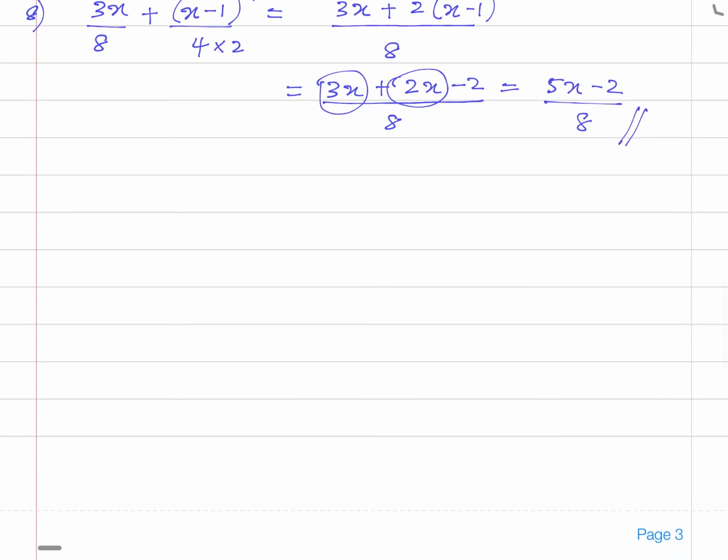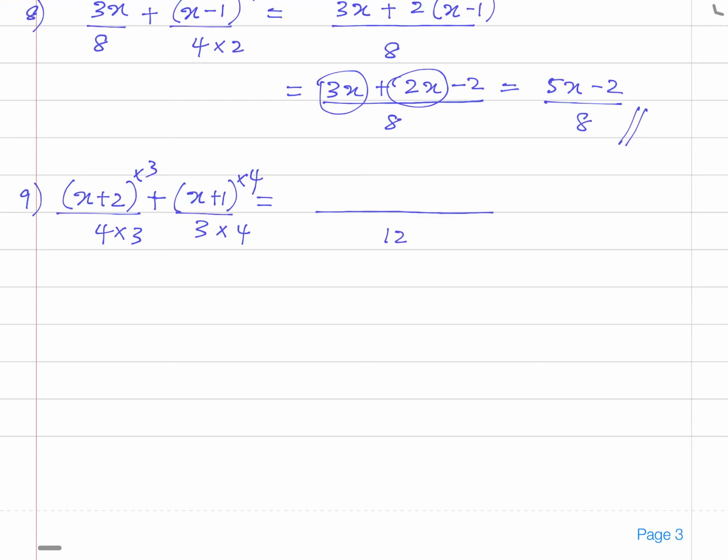Now we will understand how to do a little more complicated questions. So (x plus 2) divided by 4 plus (x plus 1) divided by 3 over here. Then you have to multiply this term by 3 and the other term by 4 to have a common denominator. So in the denominator you have 12. In the numerator, you have to be careful here: 3 times (x plus 2) and then plus 4 times (x plus 1).